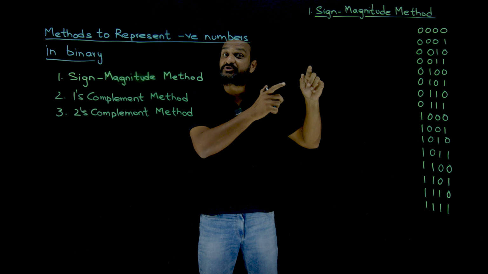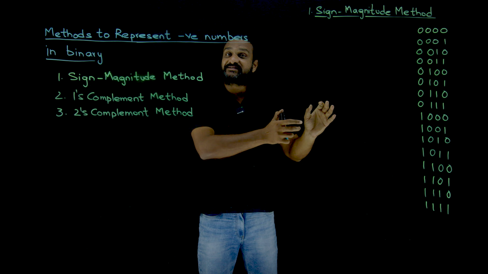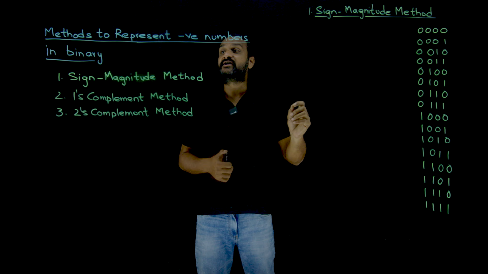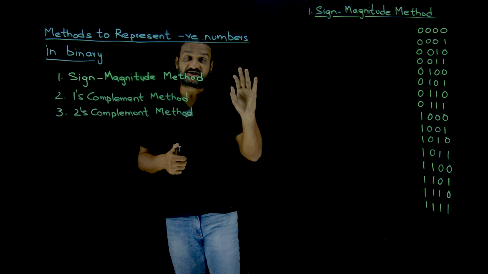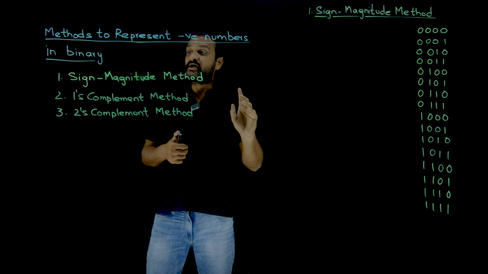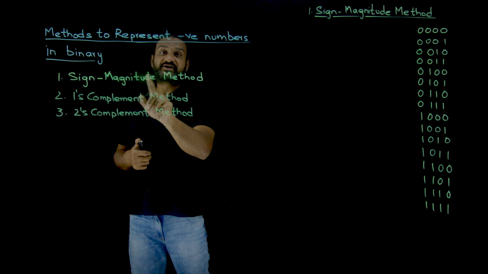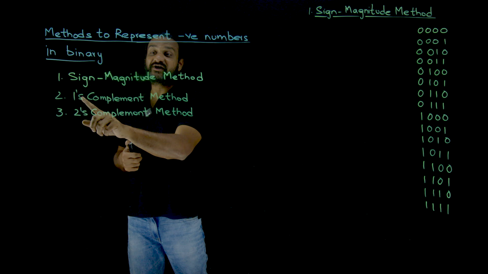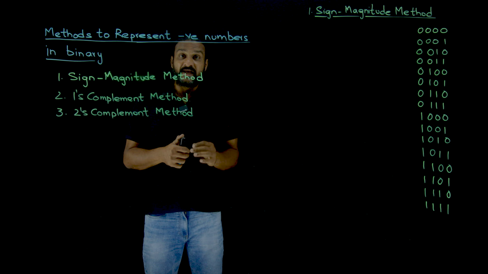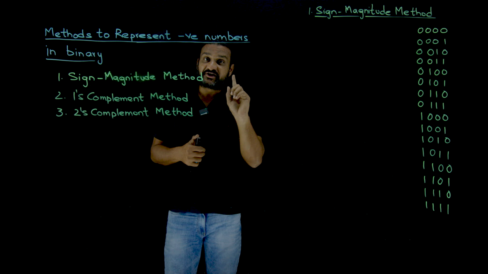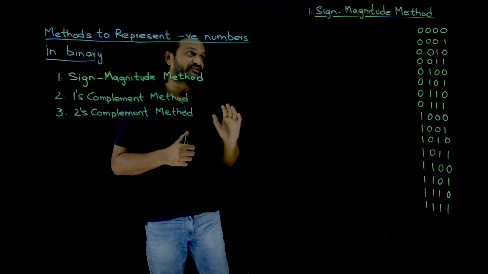We have seen in detail how positive numbers get stored in memory. Now from this class, we will understand how negative numbers are represented. There are three ways by which negative numbers can be represented. The first one is the sign magnitude method, the next one is the ones complement method, and the third one is the twos complement method. In this class, we will understand the first method, which is the sign magnitude method. So let's get started with our explanation.